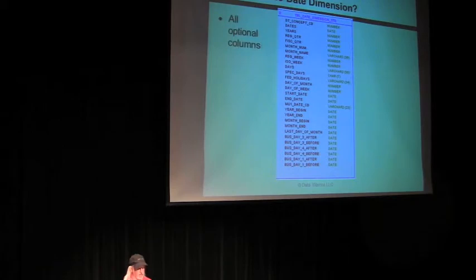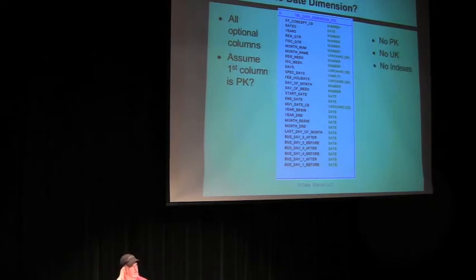So again, all optional. I'm assuming the first column is the primary key, because I have, again, no clues, no indexes, no nothing. No primary key declared, no unique key, no indexes. Again, sensing a pattern. With all of those missing, of course, we could run the load multiple times and end up with the same date in our date dimension multiple times. This is kind of a problem.